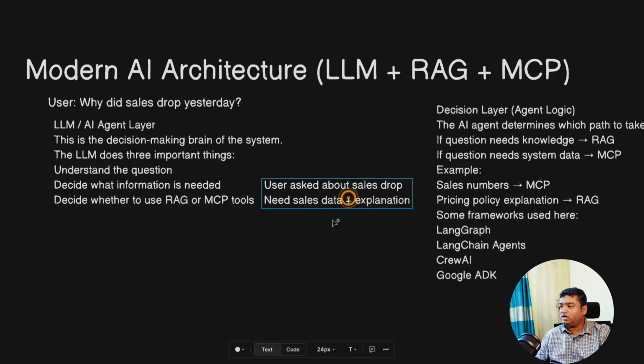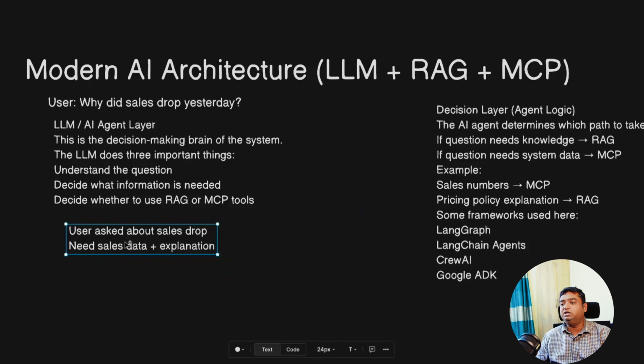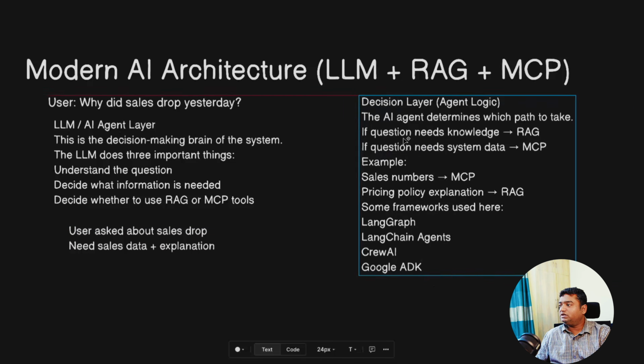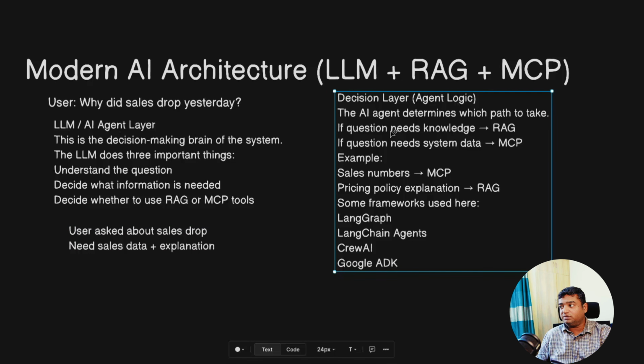So it understands the intent that the user has asked about the sales drop. So the user needs sales data plus explanation. Now there's a decision layer where agentic logic comes in. The AI agent determines which path to take. If the question needs knowledge, then RAG is required. If the question needs system data, then MCP is required. For example, sales numbers can be retrieved with the help of MCP. Pricing policy explanation can be retrieved from RAG.